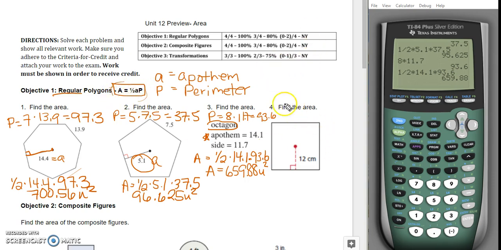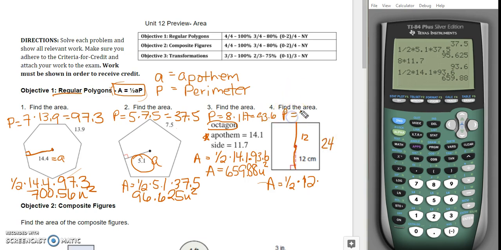Number 4 is a little bit different. My area is still equal to 1/2. 12 does represent my apothem. But now I need to find perimeter. Now the difference here is I don't have any side lengths like I did in these 2 examples. So, based on the fact that it is a square, and this is going from the center to the side, that means from the center to this side would also be 12, which makes my side length 24.